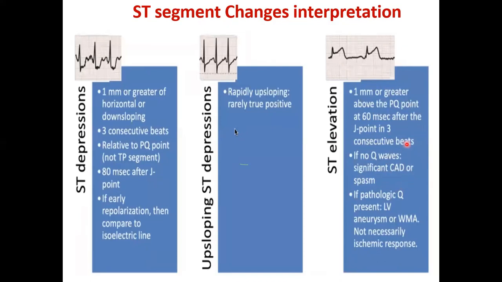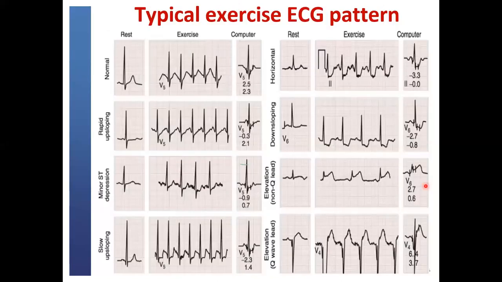But if at baseline there are pathological Q waves, this might mean that probably you are dealing with an LV aneurysm or a wall motion abnormality, but it is not necessarily diagnostic of an ischemic response. So these are typical ECG patterns that we might likely see. This is showing us at rest and exercise, and this is commonly the computer average findings you might see.